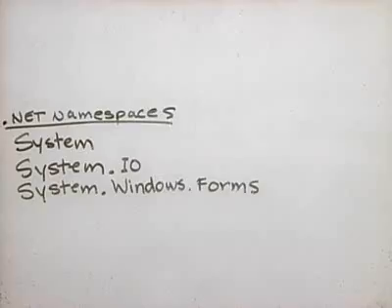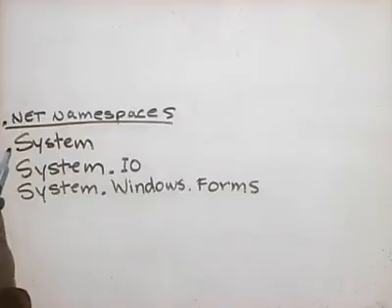Let's take a look. Here are 3 examples of namespaces. When you create a namespace, you've got to give it a name. So the name of this namespace is system. Then we have a namespace called system.io and system.windows.forms. These are 3 examples of namespaces that belong to the .NET framework.